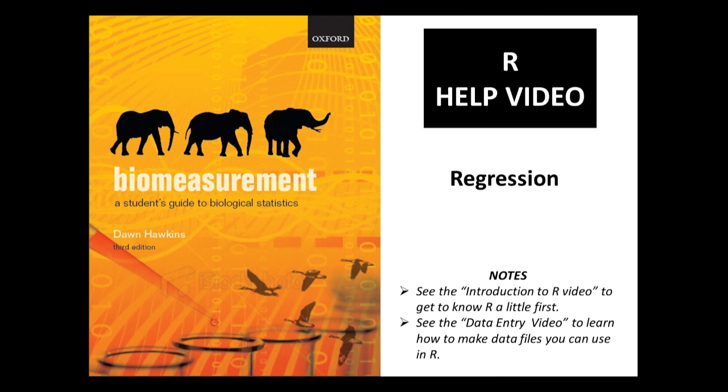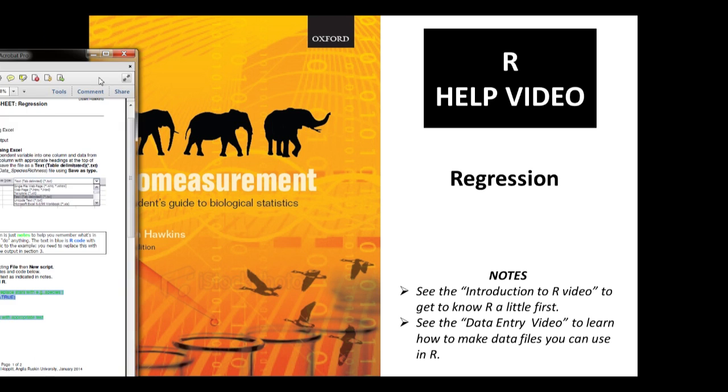So, in this video we're going to look at doing regression using R. We're going to be using example data from chapter 10 of the textbook, which is about the area of reserves in Ghana and how many species they've got. We're going to use the code from the help sheet on regression that's downloadable from the online resource centre.